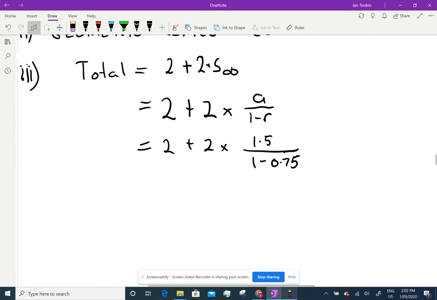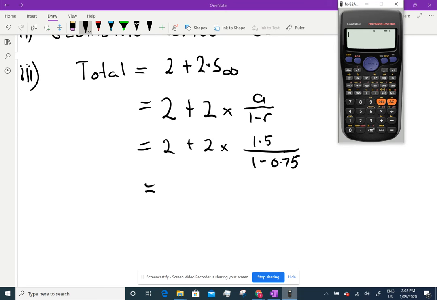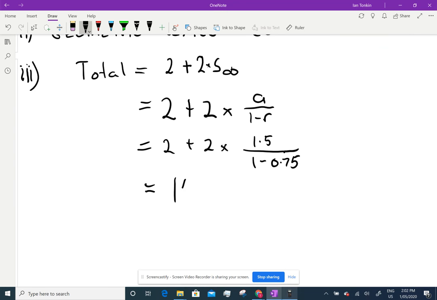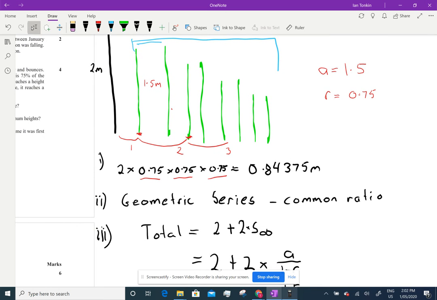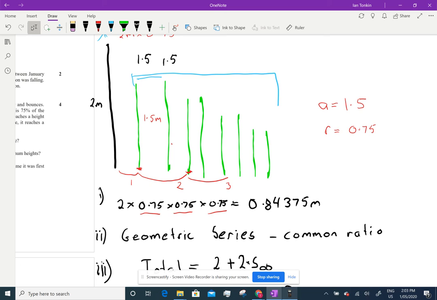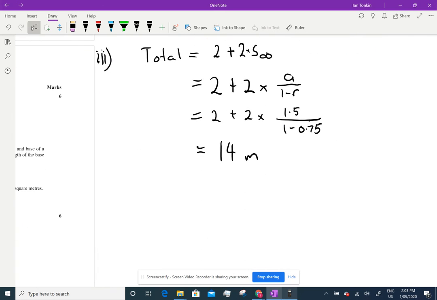Now you can do that as fractions and do it in your head, but why? Just go straight to your calculator. 2 plus 2 times, put a set of parentheses, 1.5 divided by 1 minus 0.75, close that bracket, 14, which is the answer. Now, there are other ways to do it, and the actual solutions that I'm looking at, I think, overcomplicated what was something very simple. They broke it up into 2 different series, but started with a 2 and then started with a 1.5. I wouldn't have done it that way. I keep it simple, nice and sweet.